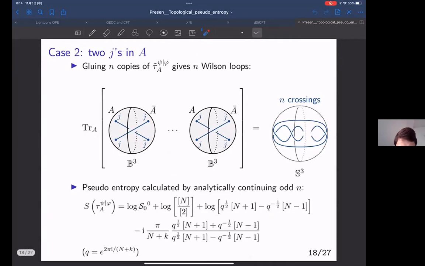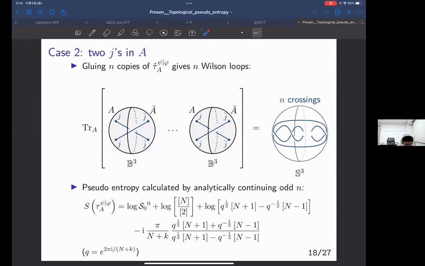This one. So where in this formula... toward the end you showed that in BCFT the pseudo-entropy carries information on the states psi and phi. But here it doesn't look like it does. It only looks like N and K. So is this right? Because it looks completely universal, independent of phi and psi. So what's going on here?